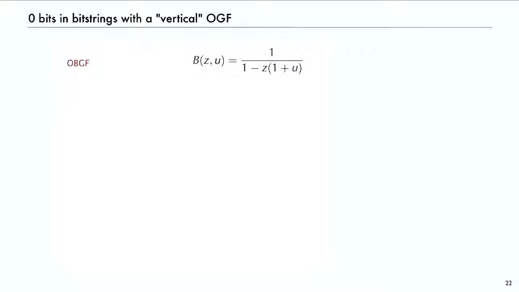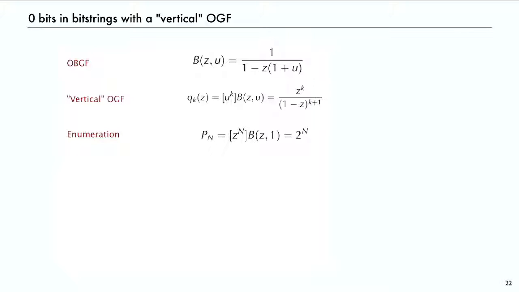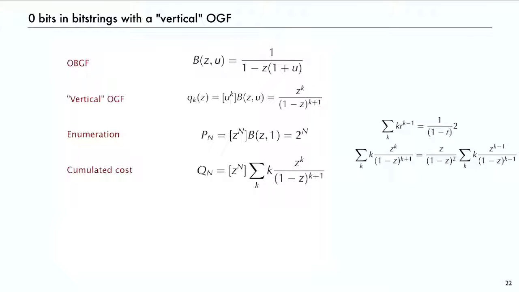This is not the way to determine the average number of 0 bits in a binary string, but in some mechanical ways you might do it, and it illustrates the idea. So if we pull out the coefficient of u to the k, we get the vertical generating function. In this case, it's z to the k over (1 minus z) to the k plus 1. Then we enumerate the same way as before to get the 2 to the n, but the accumulated cost is the coefficient of z to the n in the sum on k times the vertical OGF. And that's a familiar geometric series with an extra factor.